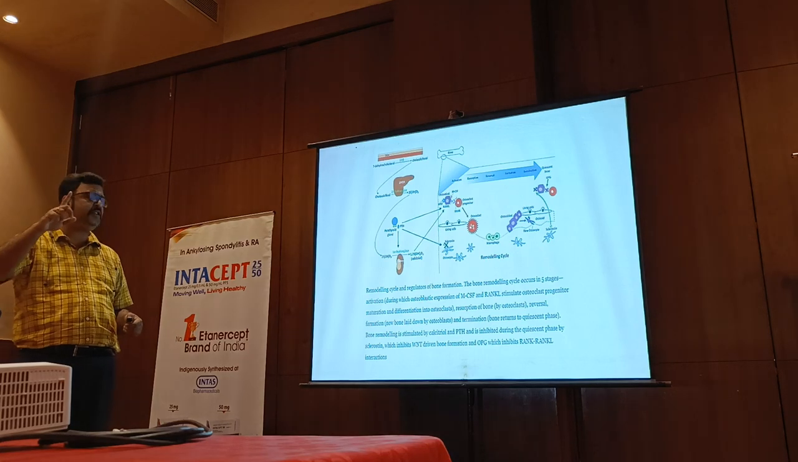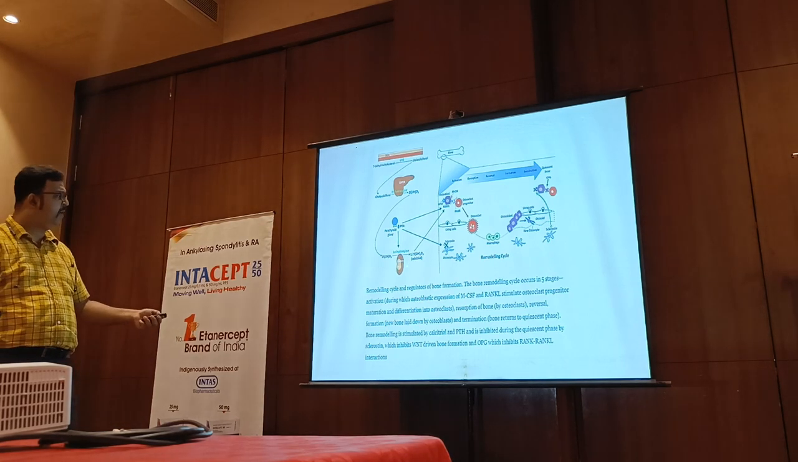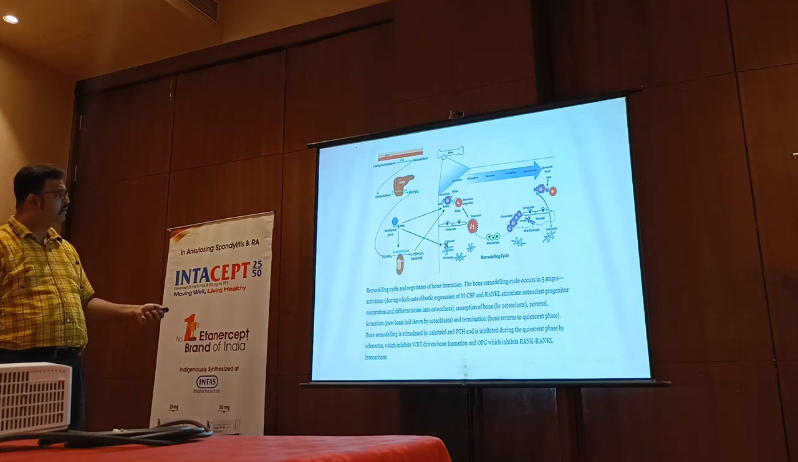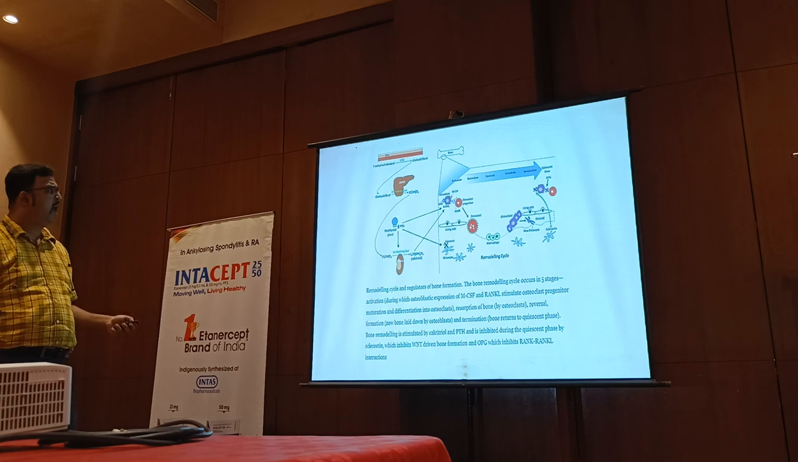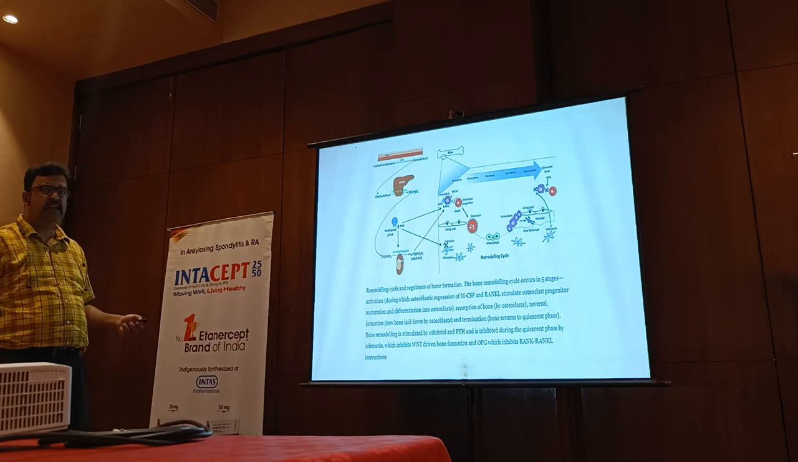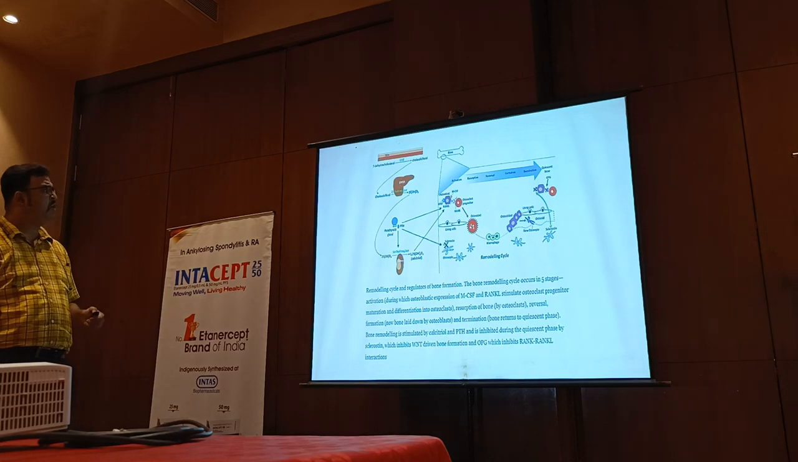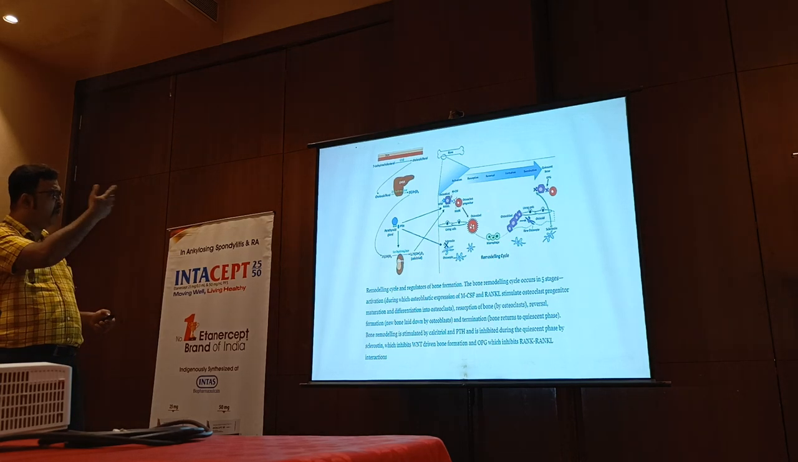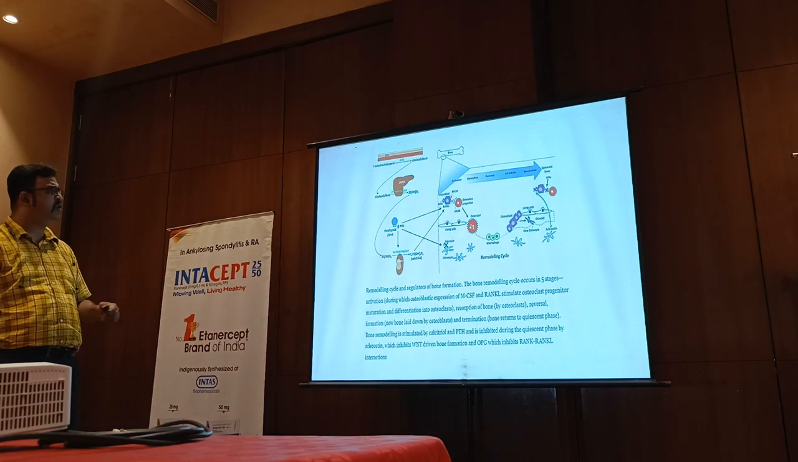So one hydroxylation happens at the skin and one hydroxylation happens at the kidney. That all leads to the activity of the osteoblast, which helps in bone formation and prevents osteoporosis. On the other hand, parathormone has osteoclastic activity, and along with that there is RANK ligand, which increases bone resorption.